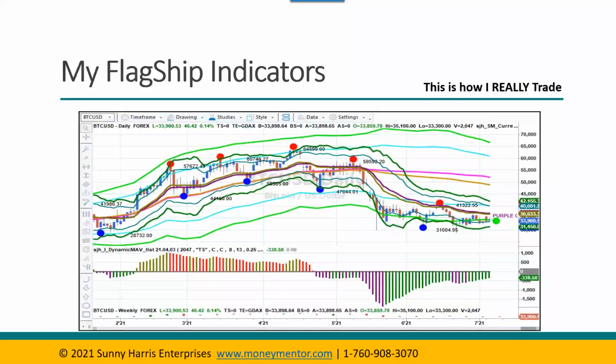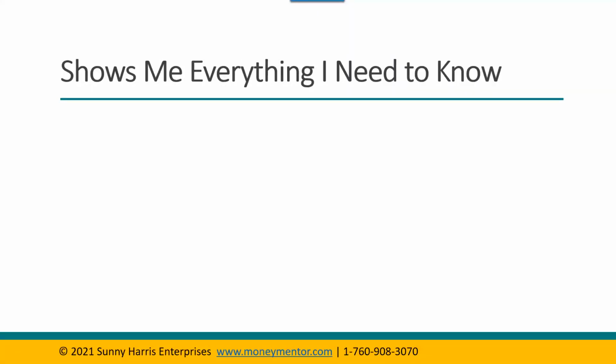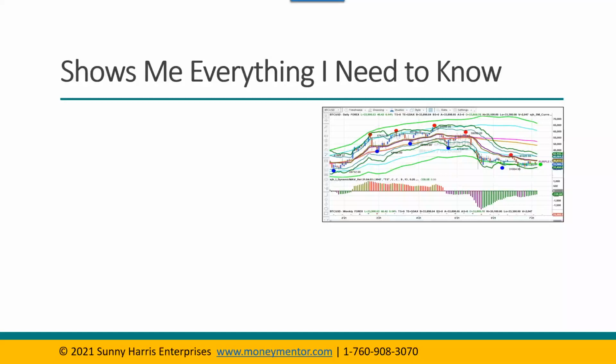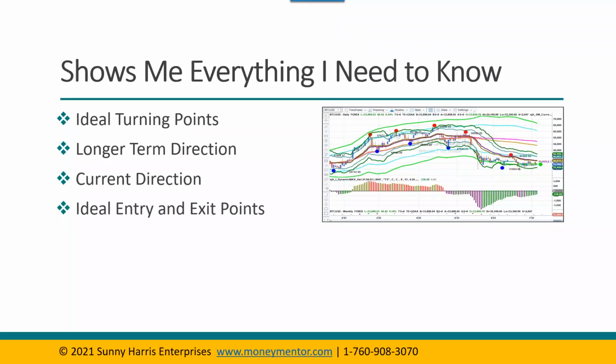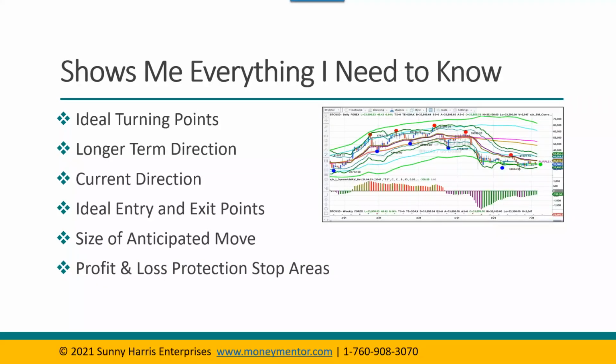I do it on 1 minute and 5 minute charts of the EMini. And it tells me everything I need to know. Now there's the same chart, and it shows you the ideal turning points, the longer term direction, the current direction, ideal entry and exit points, and the size of the anticipated move. Profit and loss protection stop areas are available by putting your stops at the bottom sunny bands if you're going down, and top sunny bands if you're going up.